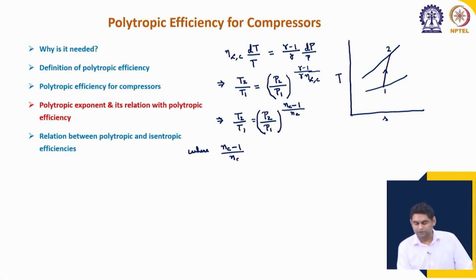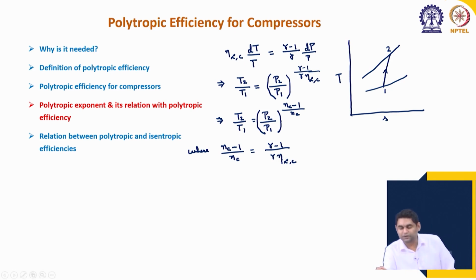n_c minus 1 by n_c is equal to gamma minus 1 by gamma times the polytropic efficiency. So, this is a process governed by a polytropic exponent n_c, where the value of n_c can be derived in terms of the known value of gamma and the polytropic efficiency. As a result, this process is a polytropic process, and we know the value of the polytropic exponent because we can find it from gamma and the polytropic efficiency.